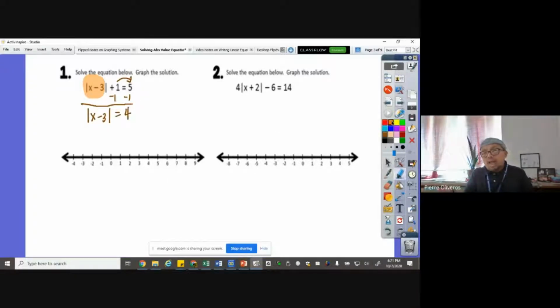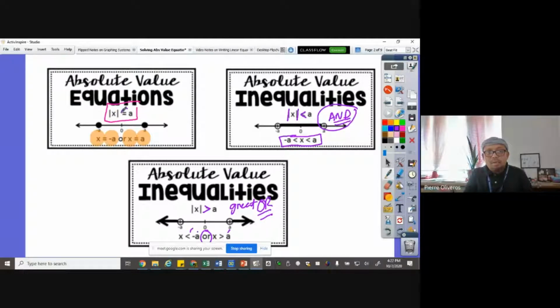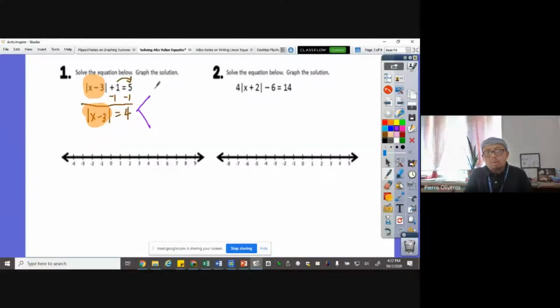Now, in this case, we already isolated the absolute value, and that's what we like to happen. Going back to what I showed you, if you have an equal sign, you split them in two. One is negative, one is positive. So one will be x minus 3 is equal to negative 4, and x minus 3 is equal to positive 4. If you notice, the absolute value is gone. Here you're just going to solve for x. Add 3 here, add 3 there. So x equals negative 1. Add 3 here, x equals 7.